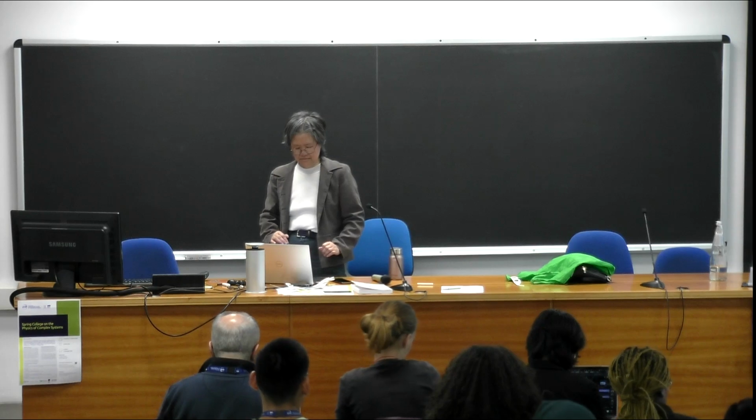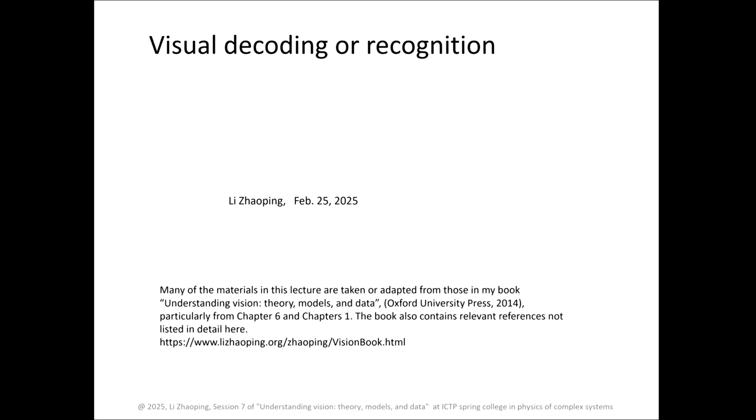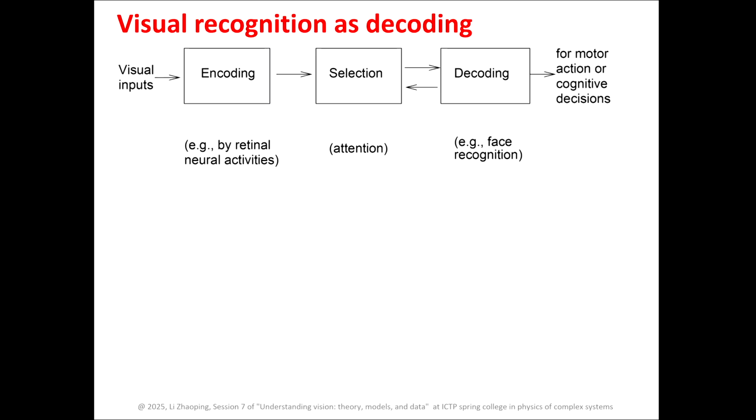Visual decoding is often called visual recognition or visual inference. Let's start with some introduction and definitions. Visual decoding is the third of the three stages of vision: encoding, selection, and decoding.